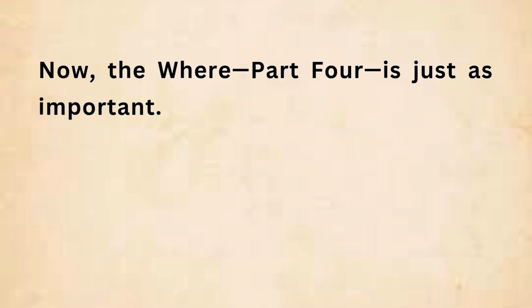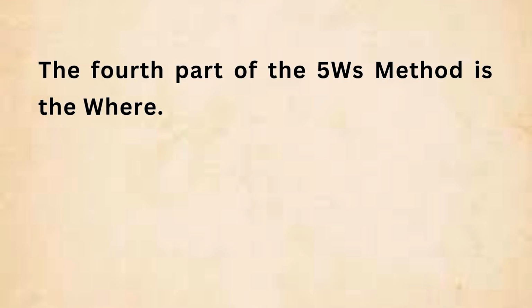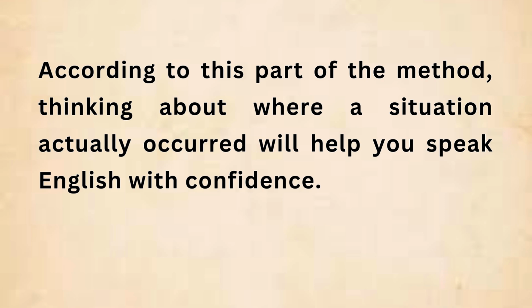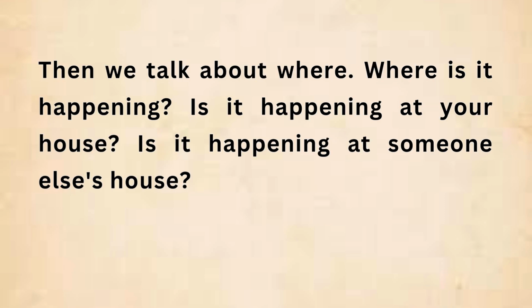Part 4. Where. Now, the where. Part 4 is just as important. The fourth part of the 5 W's method is the where. According to this part of the method, thinking about where a situation actually occurred will help you speak English with confidence. Then we talk about where.